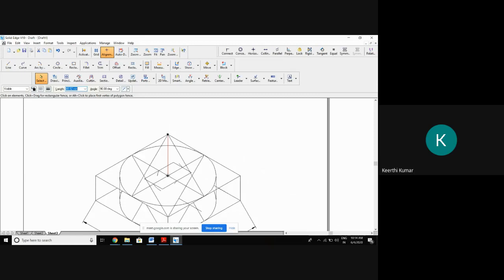For this problem, it is meeting because of height 50. If it is 60, it will cross. If it is 40, it will come below that. Wherever it may come, don't worry. From the center, just you draw a 50 mm line.